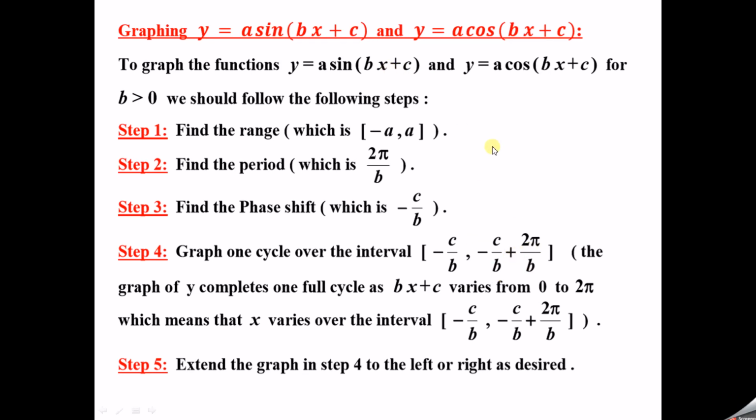So whenever a sin bx plus c is given, you must take x values from minus c by b to minus c by b plus 2 pi by b. And we write the respective values of the function, and we mark those in the xy plane and we shift that if there is any phase shift. So based on this c, we make a phase shift of minus c by b.